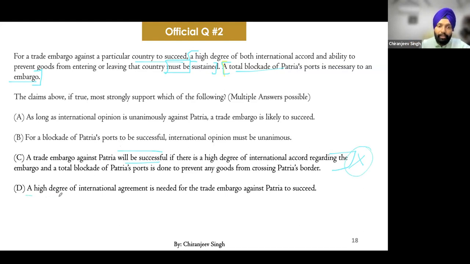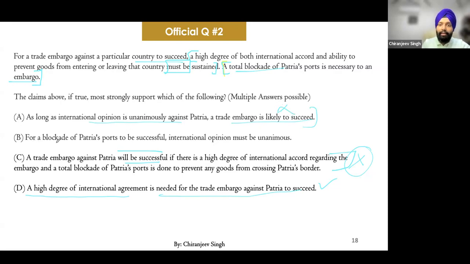Option D is correct because that is already given in the first statement. Option A, nobody marked. It is essentially saying if this is satisfied, this is likely to succeed. So it's again talking in terms of a sufficient condition, which is not given.